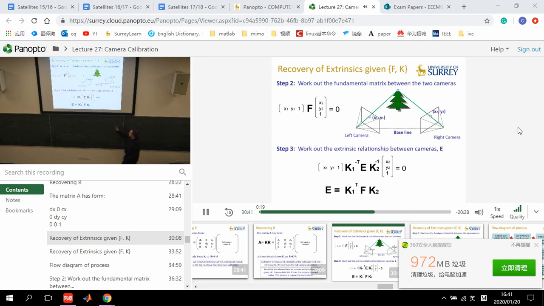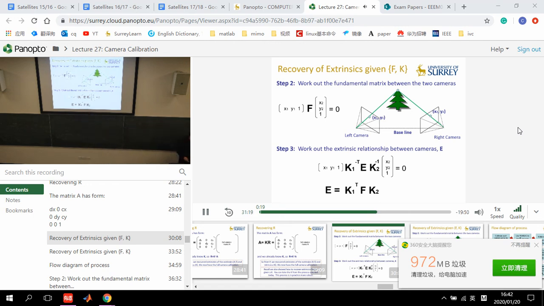Then, because we can write our F, as we saw from the derivation last time, as the K for the left-hand camera, inverse transposed, multiplied by our essential matrix, which encodes the extrinsics, multiplied by the inverse of our internal parameters for our second camera, then we can just obtain our E directly by pre-multiplying this by the inverse of K for the left-hand camera, and here by post-multiplying it by the matrix that contains the intrinsics for the right-hand camera, which then cancel out those two terms and just leave us there with our E.